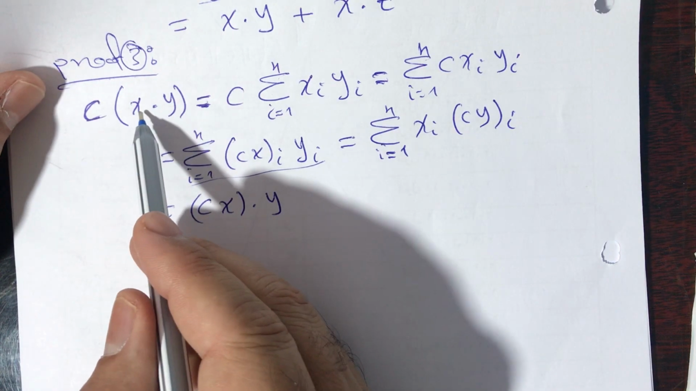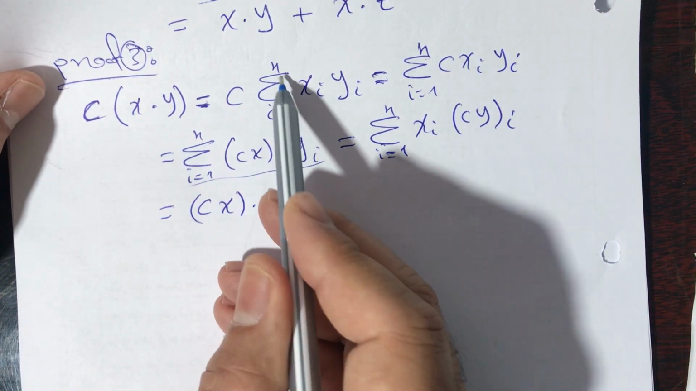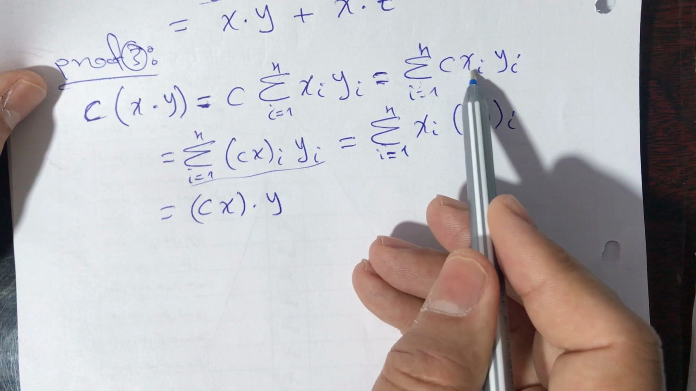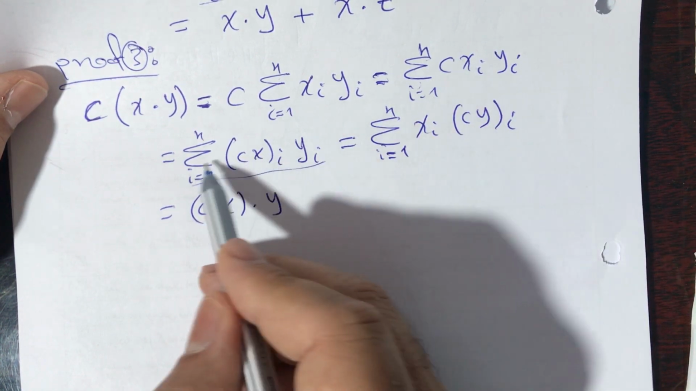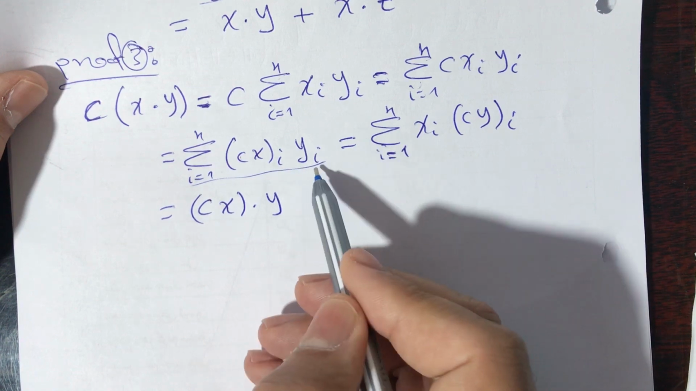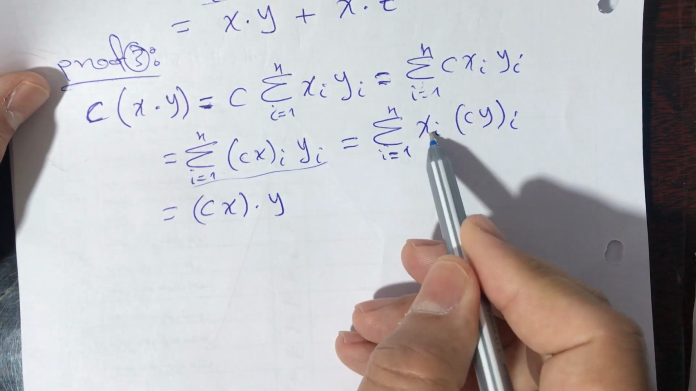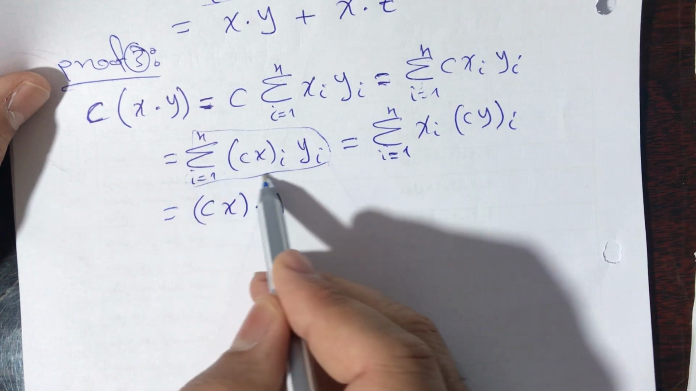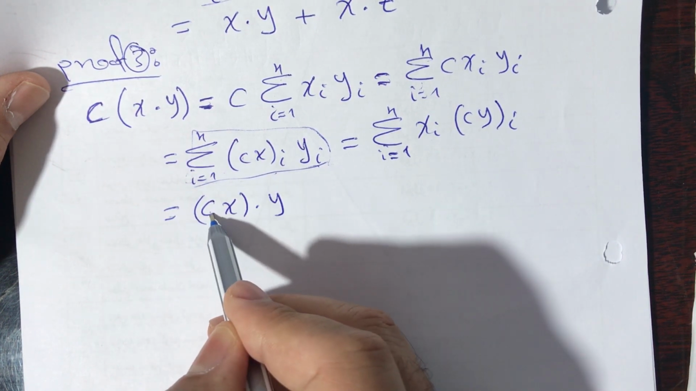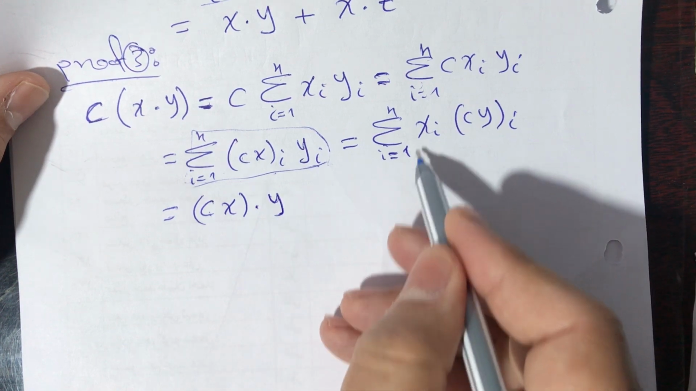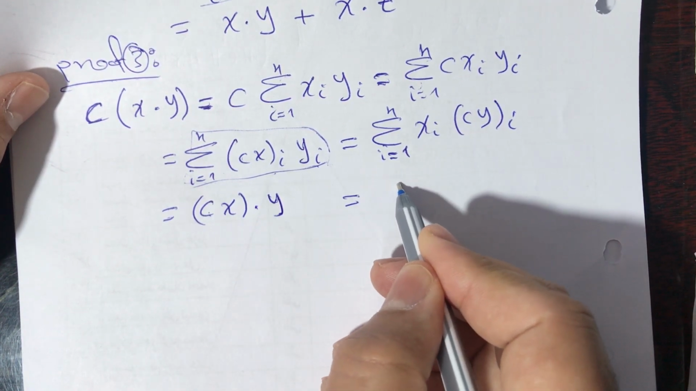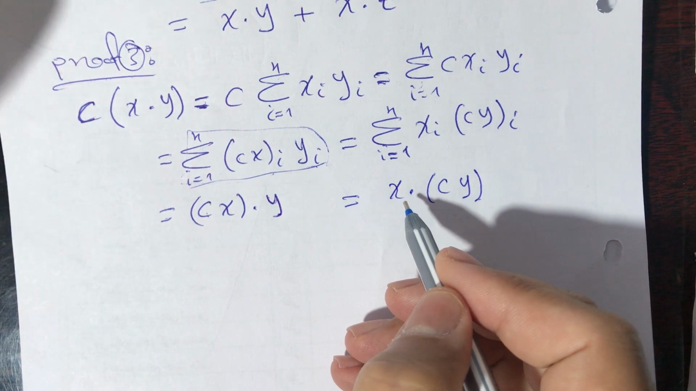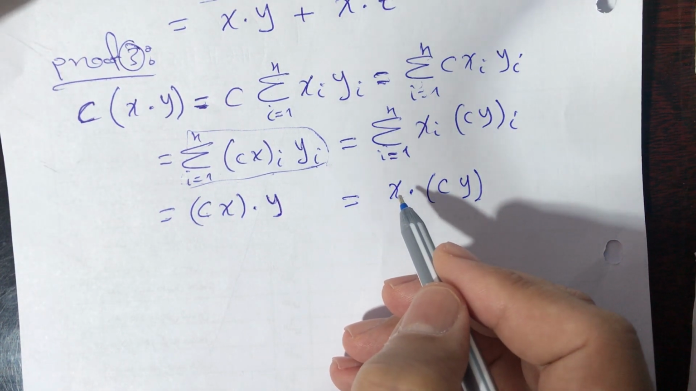If c x dot y is equal to c sigma i from 1 to n x_i y_i, this is equal to sigma i from 1 to n c x_i y_i, and exactly this is equal to c x_i and y_i, and this is also equal to sigma i from 1 to n x_i c y_i, and this is exactly equal to c x dot y, and also this is equal to x dot c y, the dot product of x and c y.